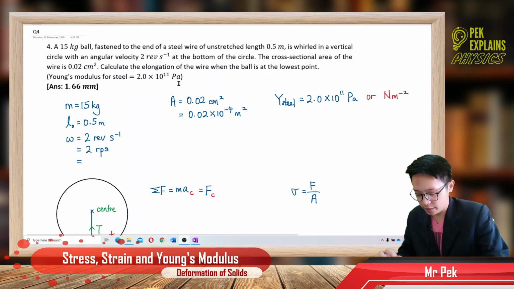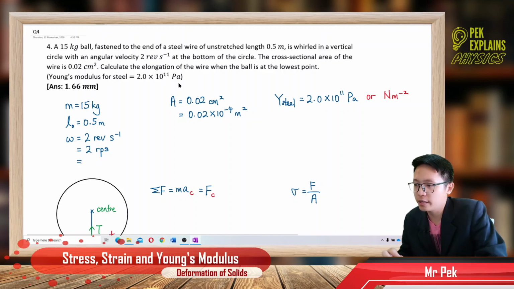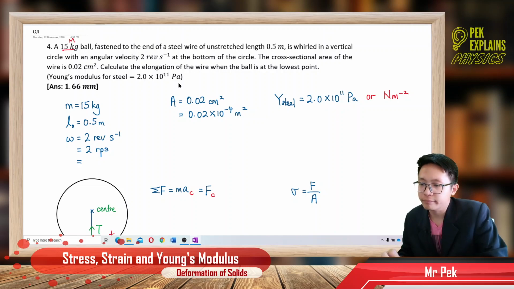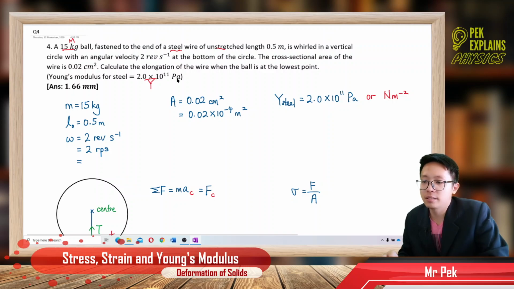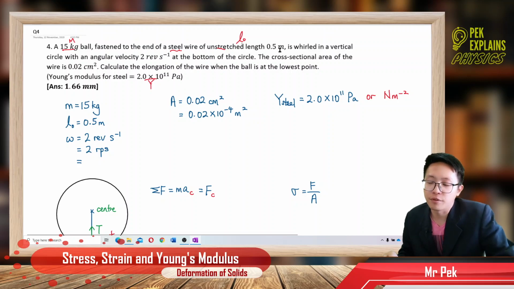Okay, first identify the information given. You have the mass of the ball. It's a steel wire with this Young modulus. Remember, the Young modulus depends only on the type of material, and our material is steel. Unstretched length means the original length, so 0.5 meter is the original length, L0.